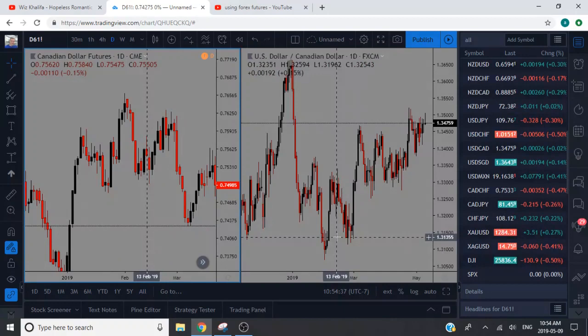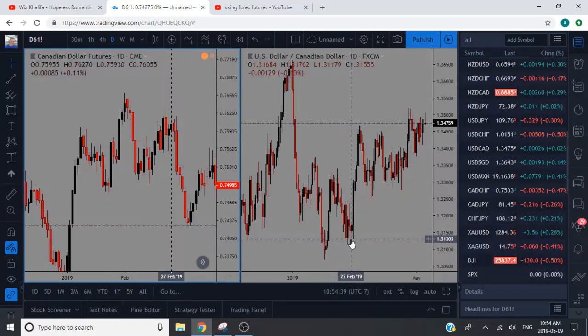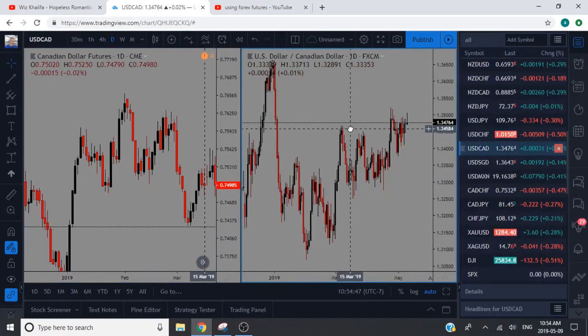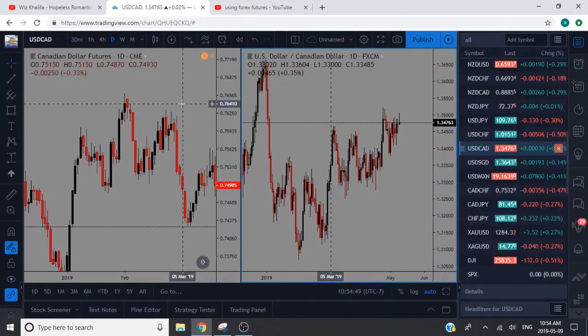So what's going to happen with the USD Canadian? The Canadian's going to lose value, so the US dollar is going to shoot up. What happened? The US dollar shot up completely, right? So let's go check out the stocks.